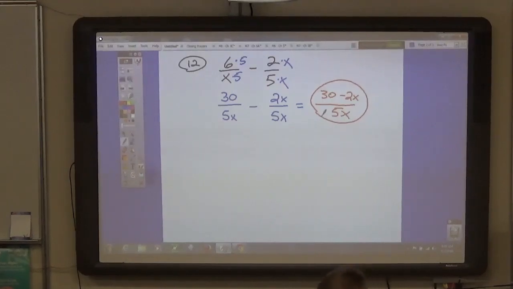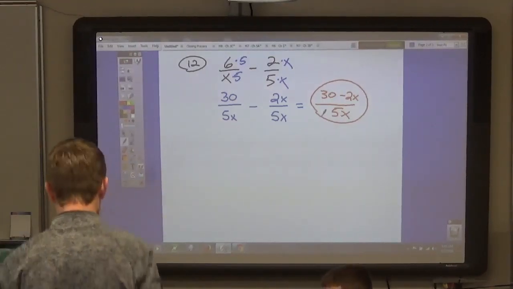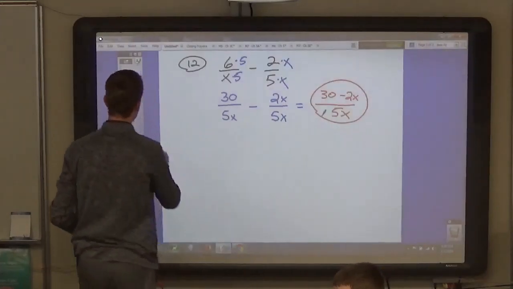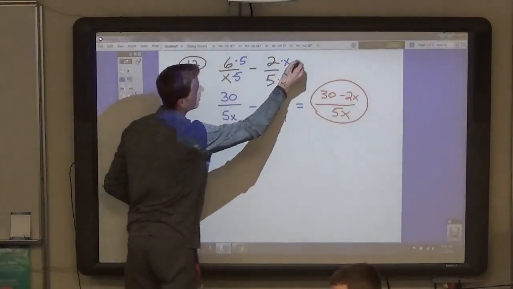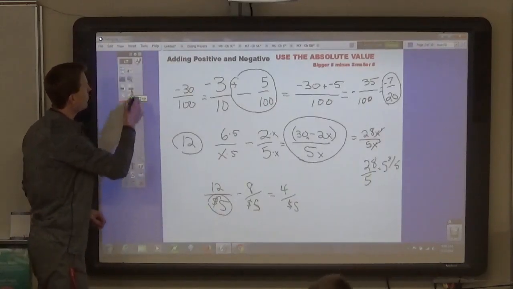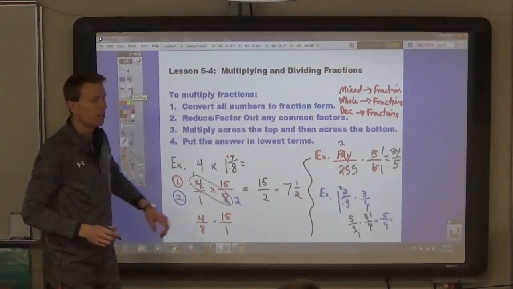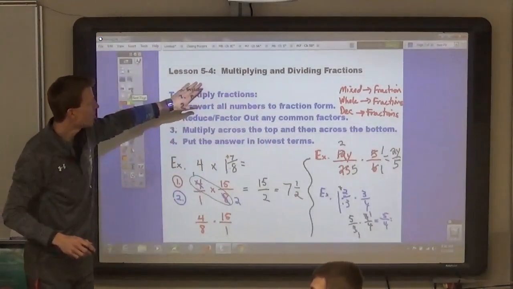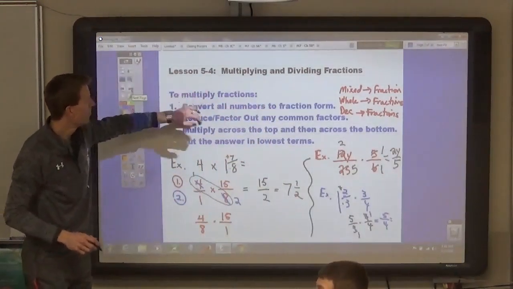Okay, lesson 4 is on multiplying and dividing with fractions. Multiplying and dividing fractions, mixed numbers, things like that. So, in your notes, write this down, write down the procedures.